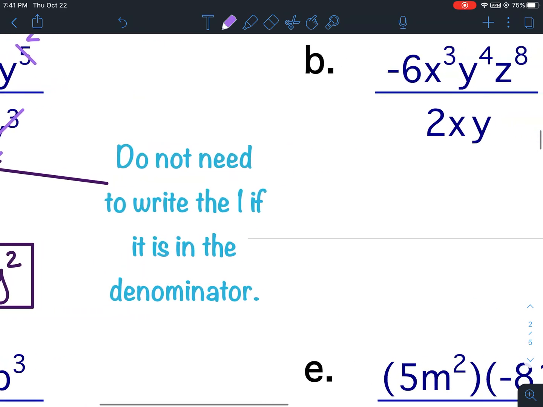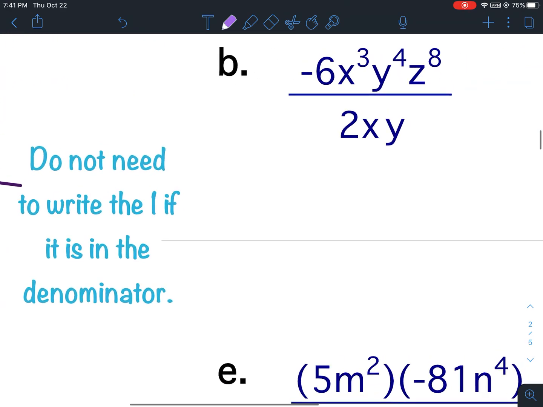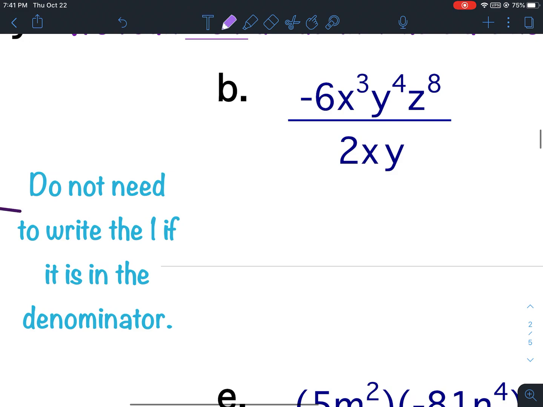Okay, for B, again, I'm going to start by dividing my coefficients. If I put -6 over 2 in my calculator, I get -3. Again, since I get an integer, it means it goes in the numerator. So the -3 would go up here. But I'll put a 1 on my x and a 1 on my y.